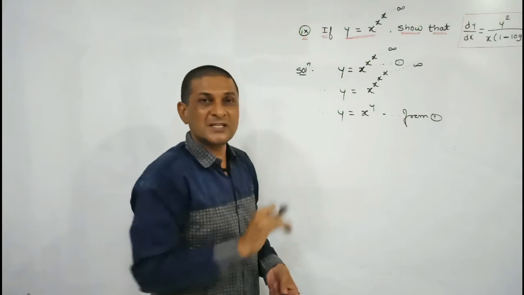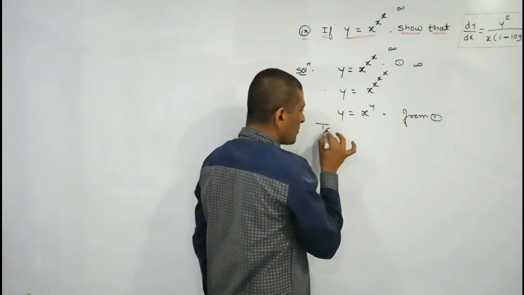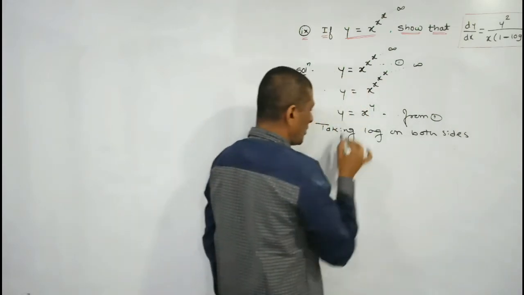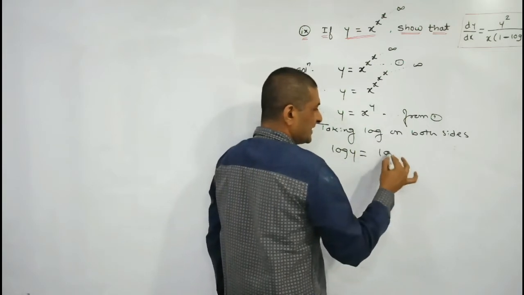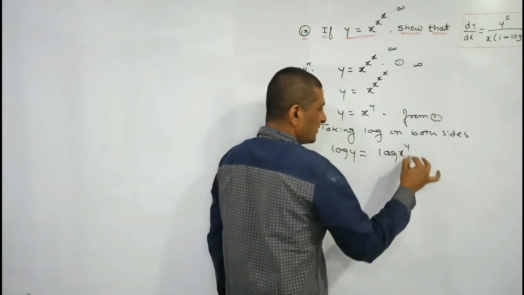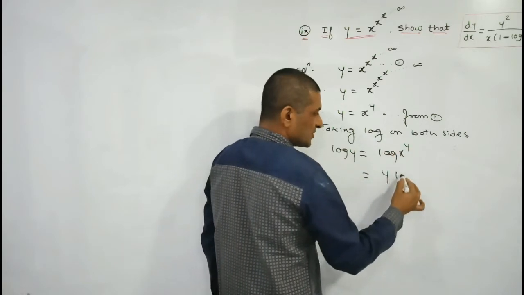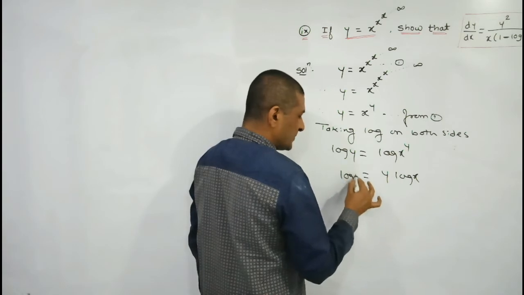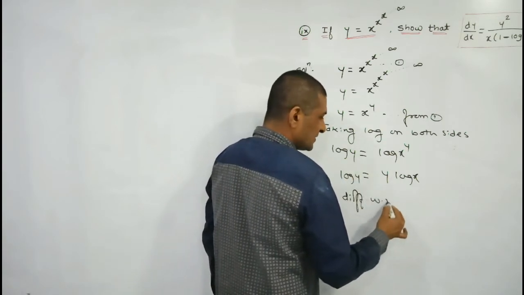Means we have to solve this example by taking log on both sides. So taking log on both sides, see what we will get here. On the left hand side we will get log y, and on the right hand side log of x raised to power y. According to laws of logarithm, this power can be taken as coefficient, so here we will get y log x, on this side log y, keep it as it is. Let us differentiate it with respect to x.